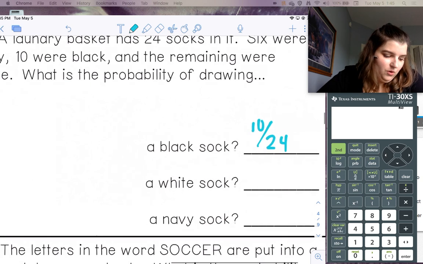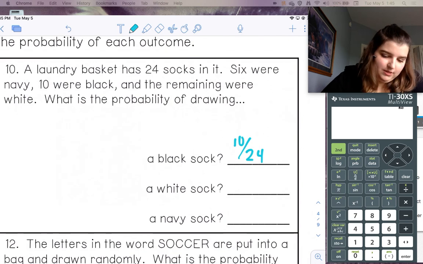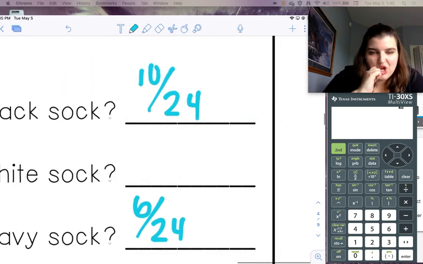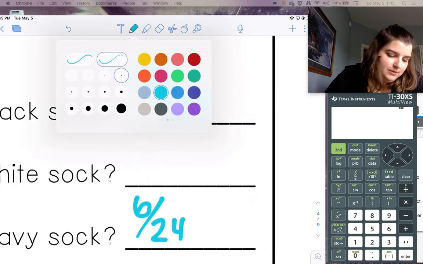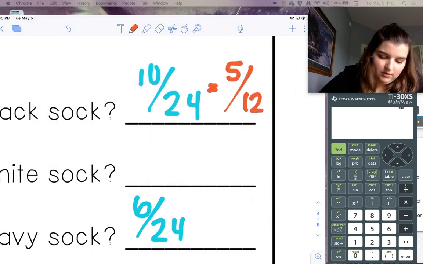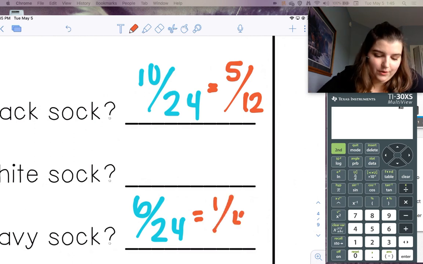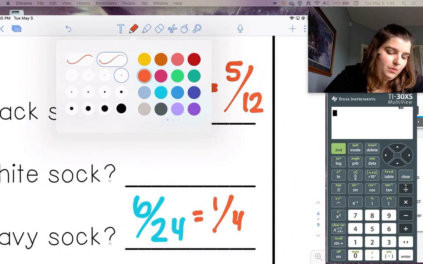All right. I'm just gonna skip to navy and go back to white. So navy is 6 out of 24. We could reduce these. So these I can both divide by 2. So it'd be 5/12. And these I can divide by 6. So that's 1/4.